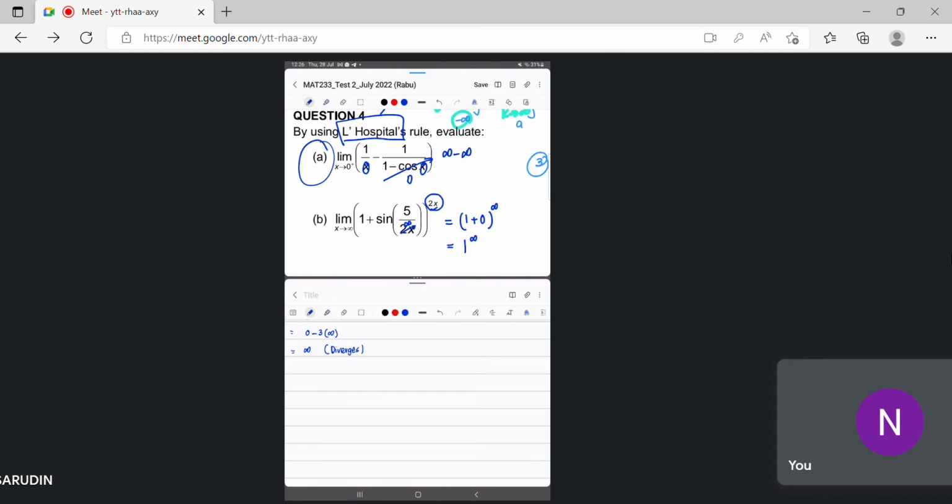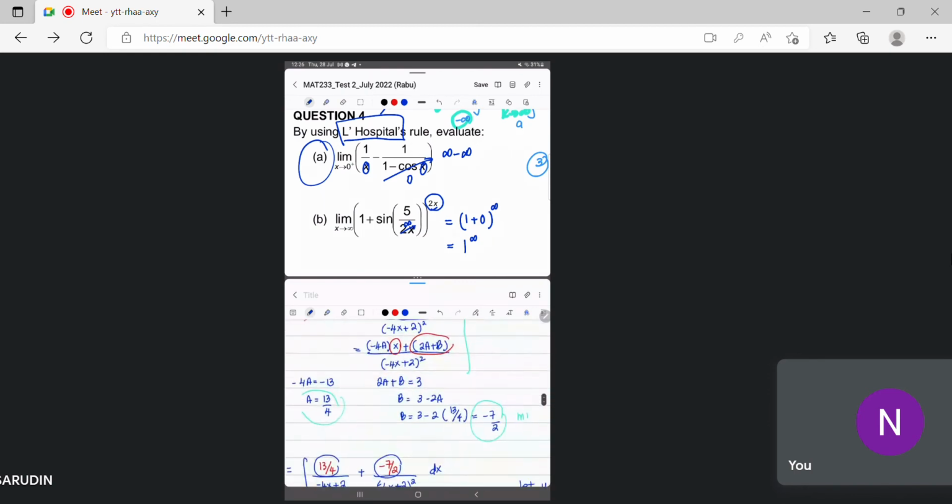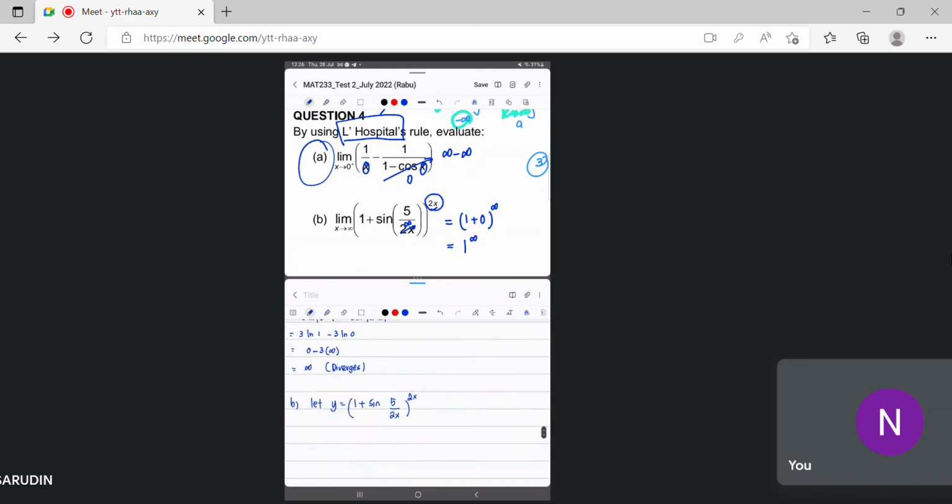So once we get the indeterminate power, what we need to do is we need to let y. Okay, yang mana kita kena pakai ln tu. Log differentiation. So, first step, ambil dia punya function dalam ni. Let y equal 1 plus sin 5 over 2x power of 2x. Ambil the whole thing and then we need to let as a y.